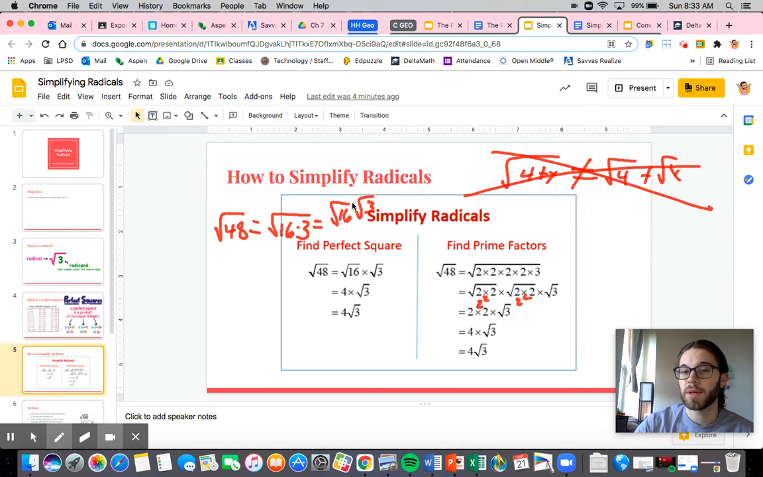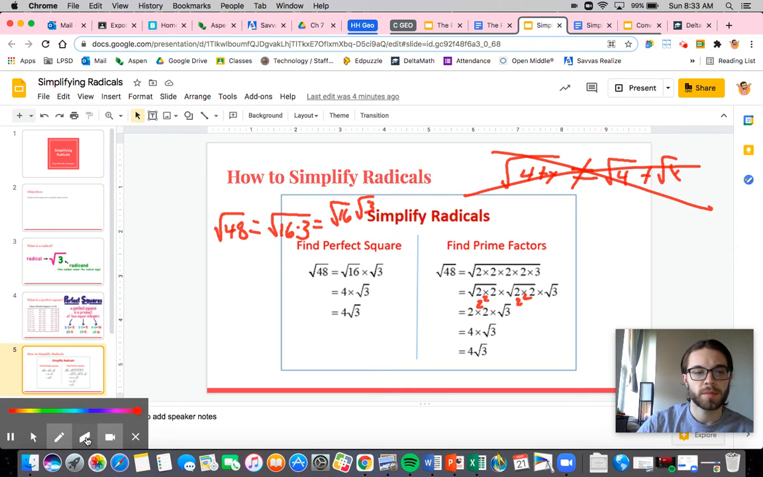All right. So that's why I personally prefer this. I think it's a little bit easier to deal with as opposed to breaking it into these. But it's your personal choice. I'm going to go with this method.